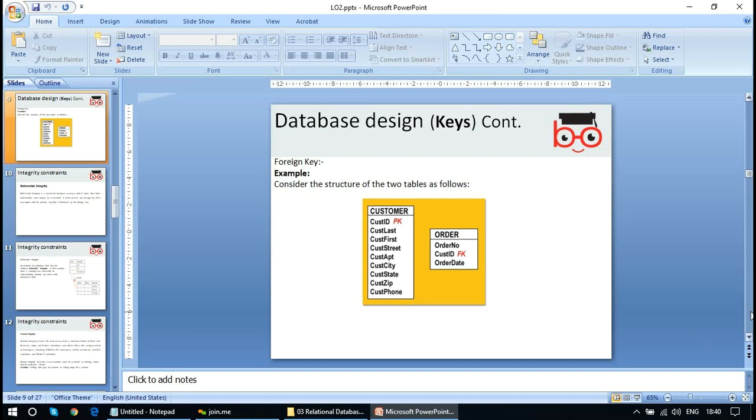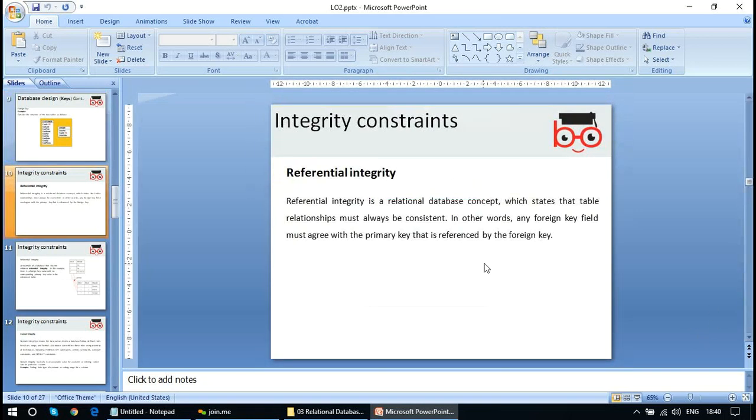You reduce the redundancy of the data. Now, some words to highlight referential integrity. Referential integrity is a relational database concept which states that the table relationships must be consistent. In other words, any foreign key field must agree with the primary key that is referred to by the foreign key. How?